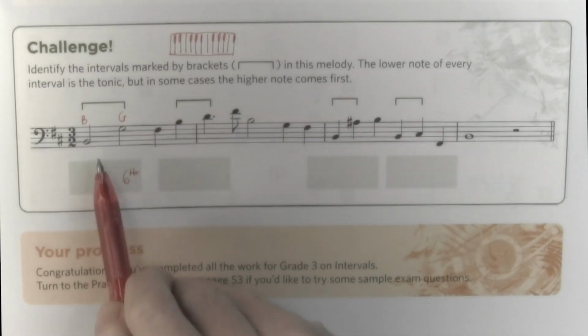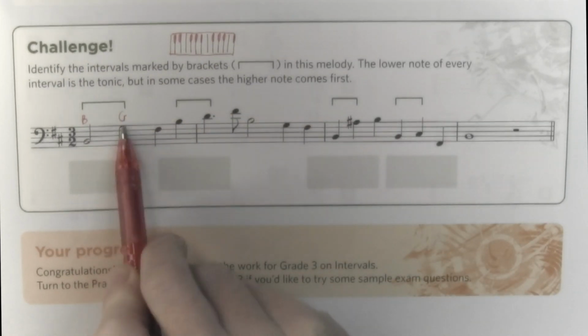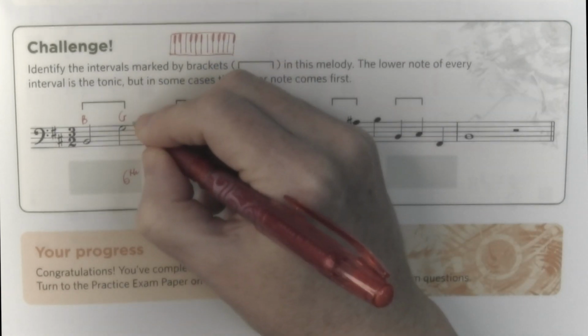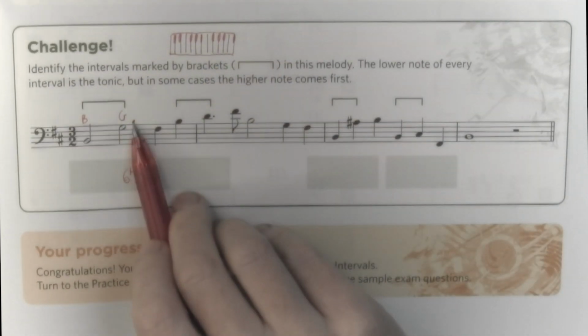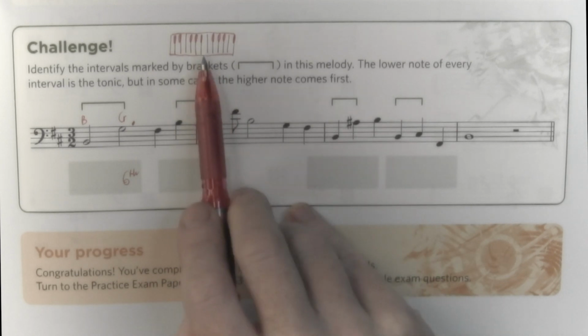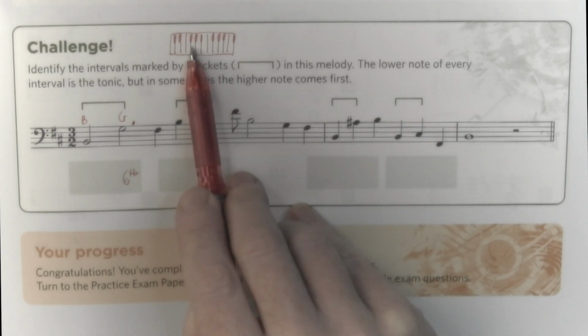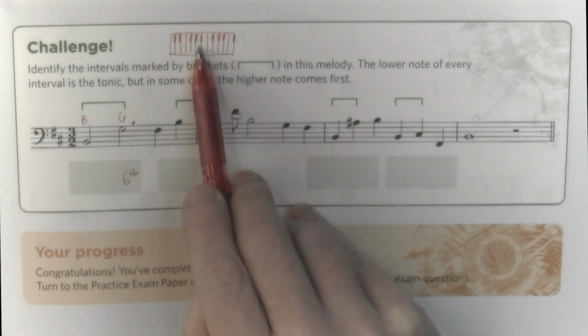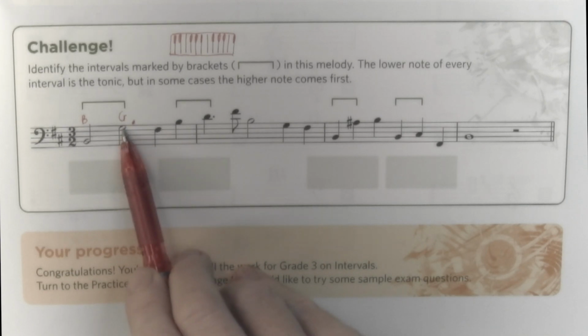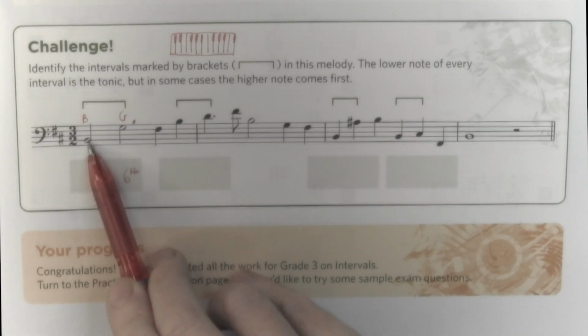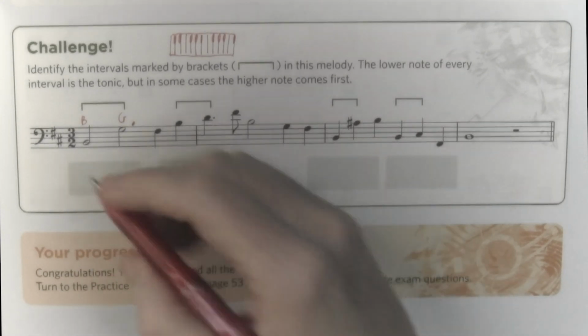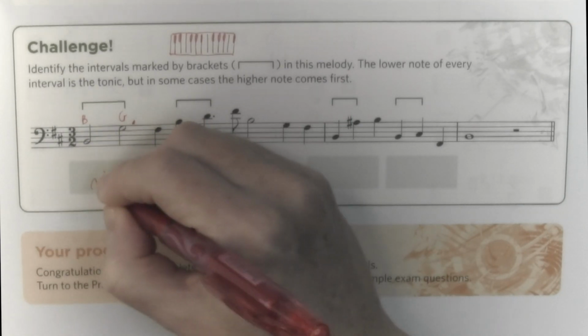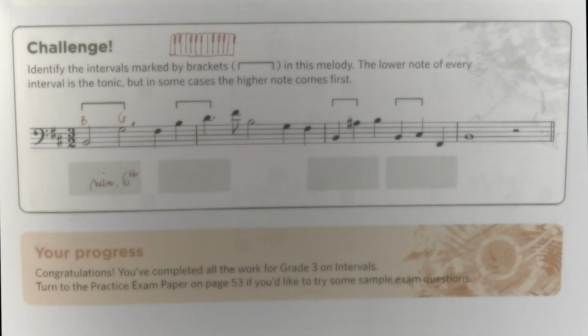To identify the 6th, we flip them over. In this case, it's easier for me to write it up here. So this is sol, B. Okay, let's see what kind of third it is. 1 tone and 2 tones. So it is a major third. If flipped over, the major third becomes a minor 6. So this is a minor 6th.